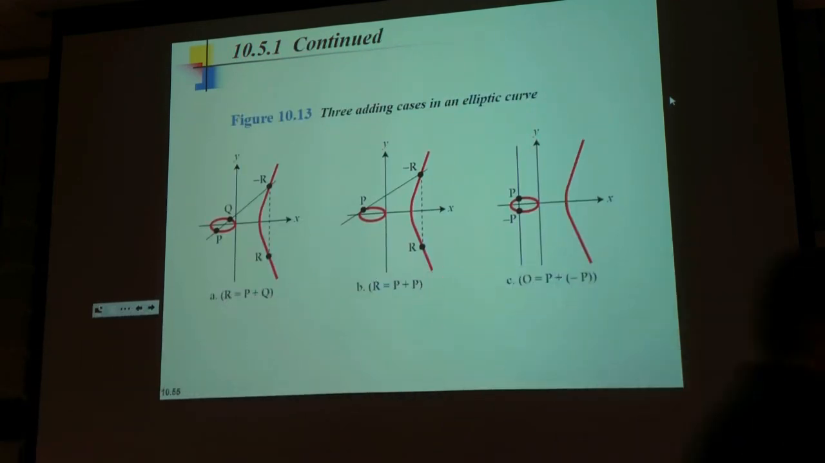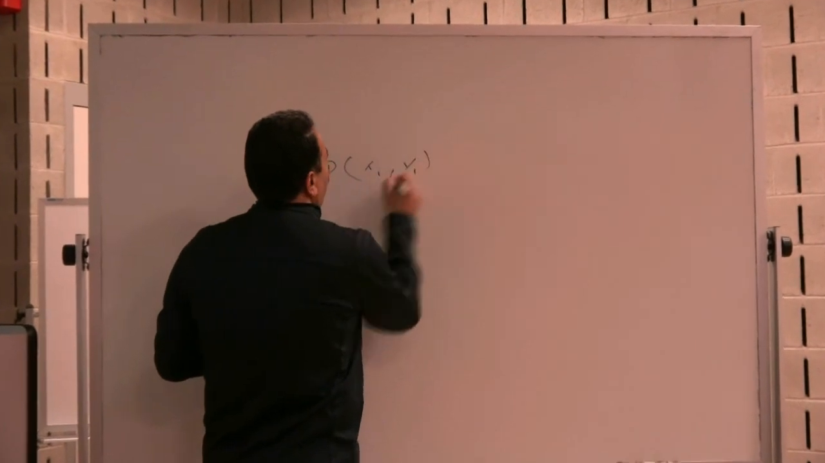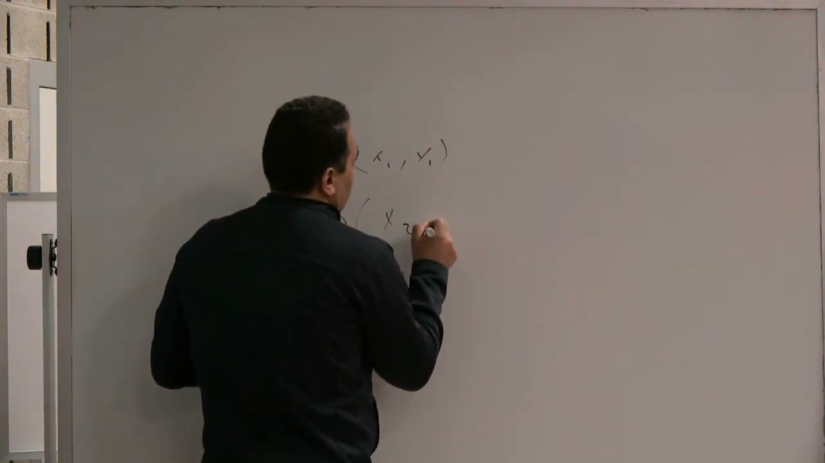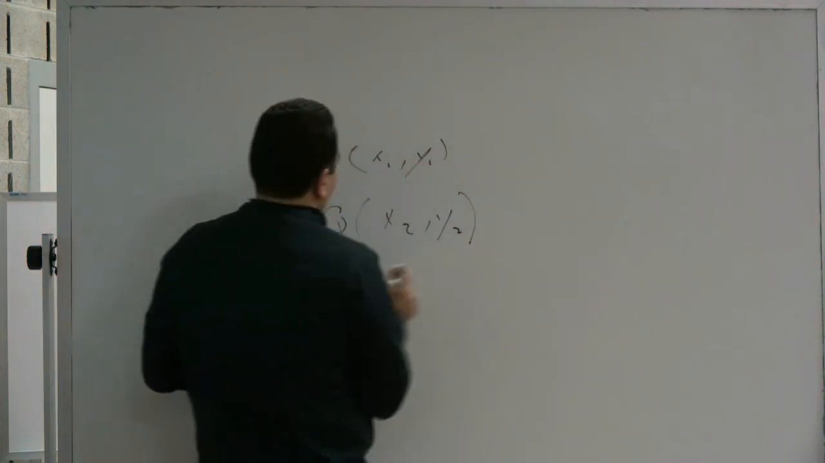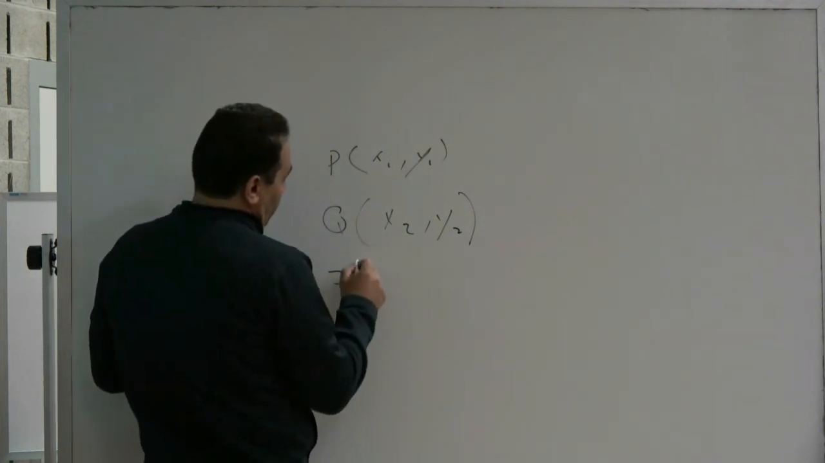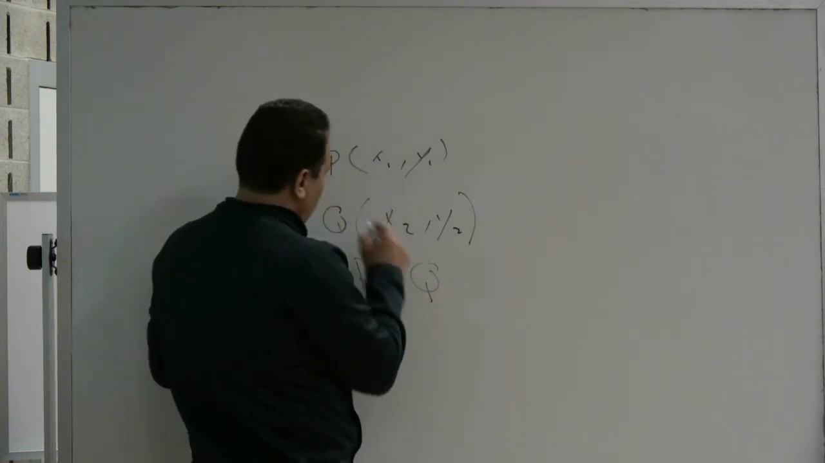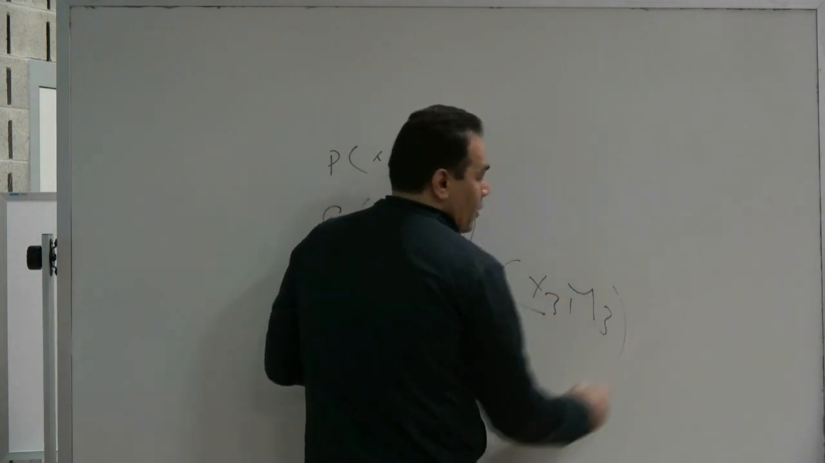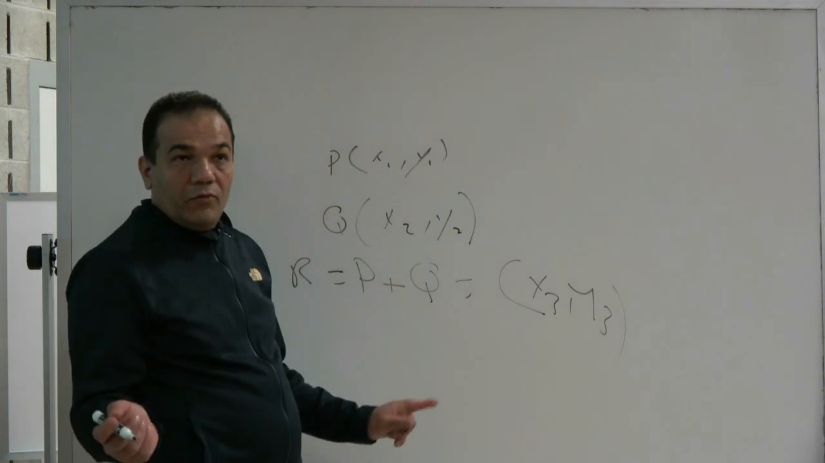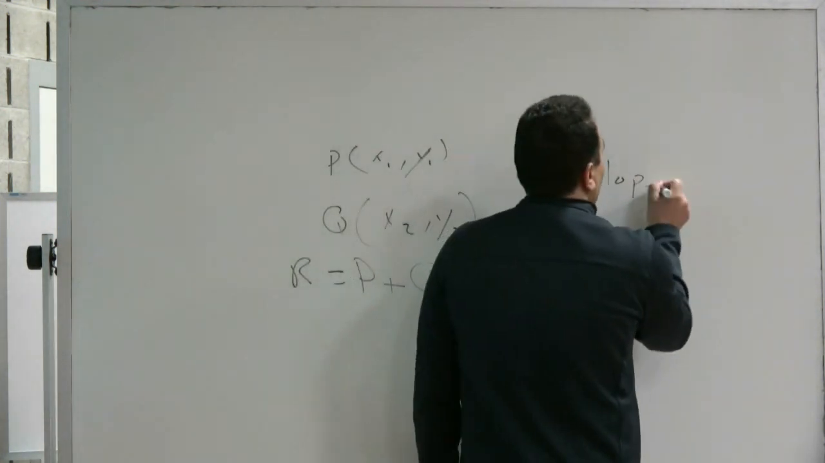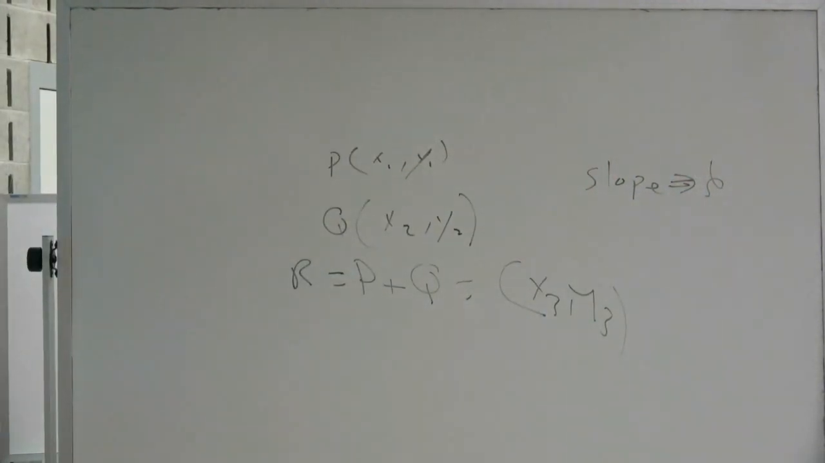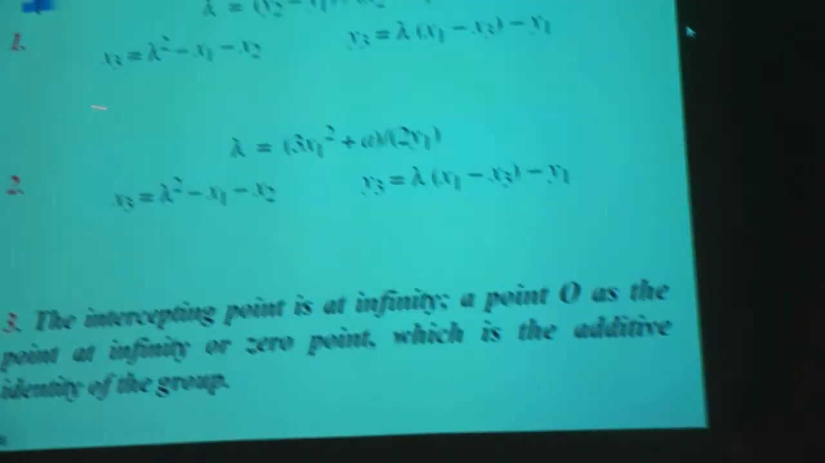So what we are doing in here, just to make sure: we have P, which is x1, y1, and Q, which is x2, y2. If we add them, R equals P plus Q, which equals the point x3, y3. To be able to calculate it, like from geometry, you have to know the slope, which we call lambda. And these are the equations, without a proof, for the first case and the second case.